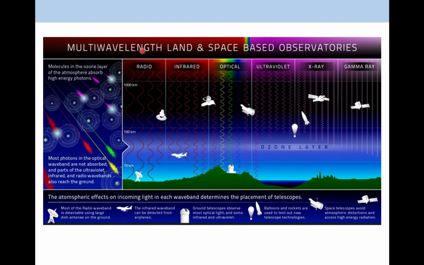So here is another graphic showing the different types of wavelengths. Here we see the radio wavelengths are reaching the surface, the infrared are not, and the shorter infrared and the visible are reaching the surface, and then we see most of the UV and then the X-ray and the gamma rays do not reach the surface of the Earth.